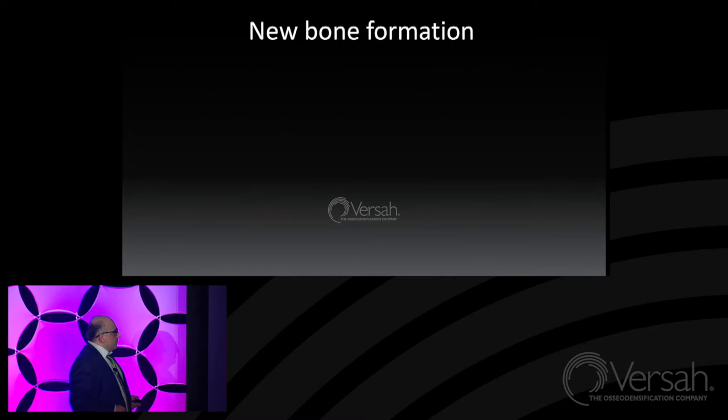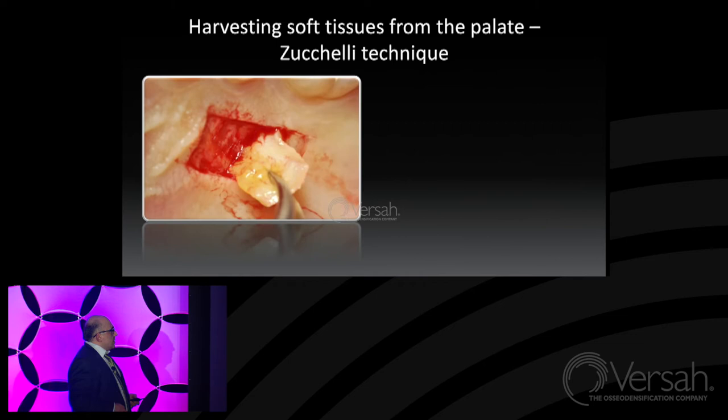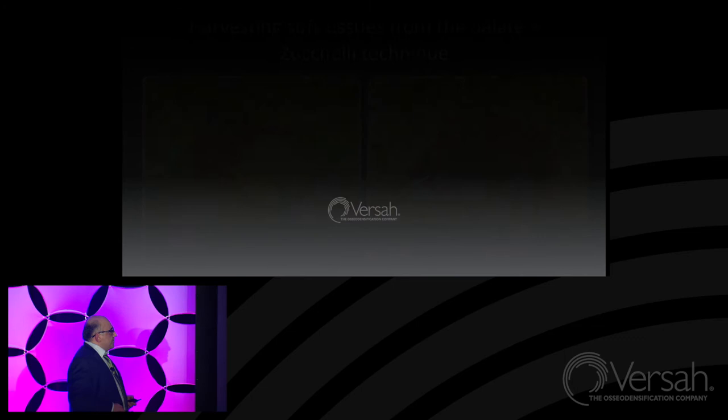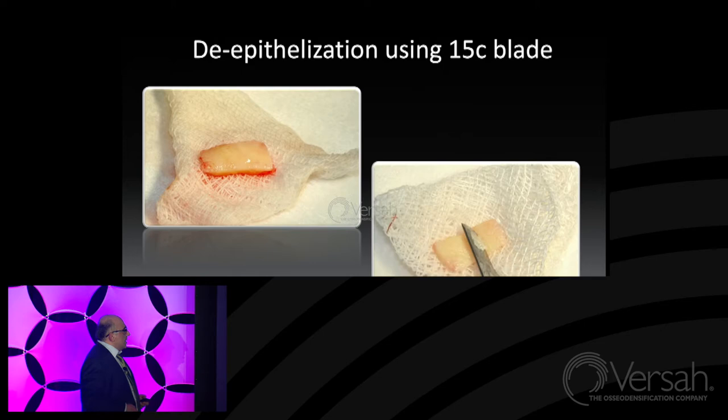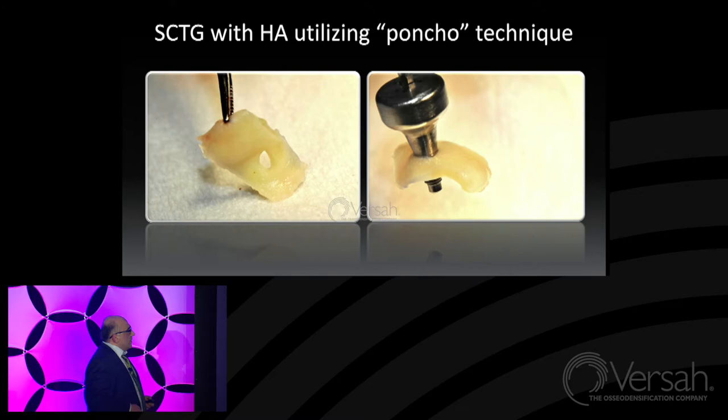Raise the membrane. We have enough amount of bone around the implant. It's okay. So we harvest some free gingival graft from the palate, then deepithelialize it, and use it to increase the amount of soft tissue around the implant. We use 15C blades to shave the graft to take out the epithelial layer. And using it with the poncho technique, placing on the abutment, healing abutment.